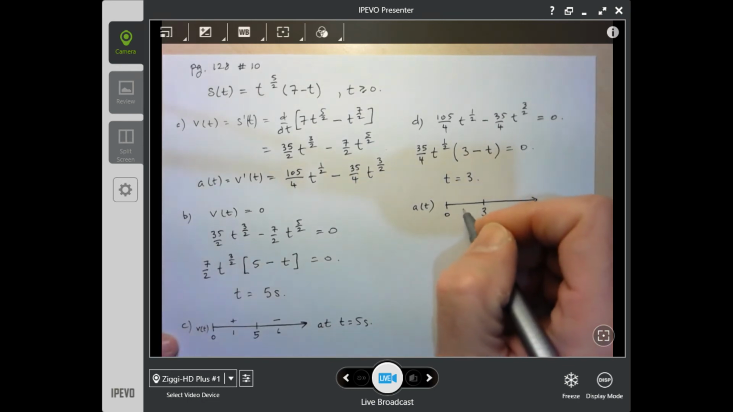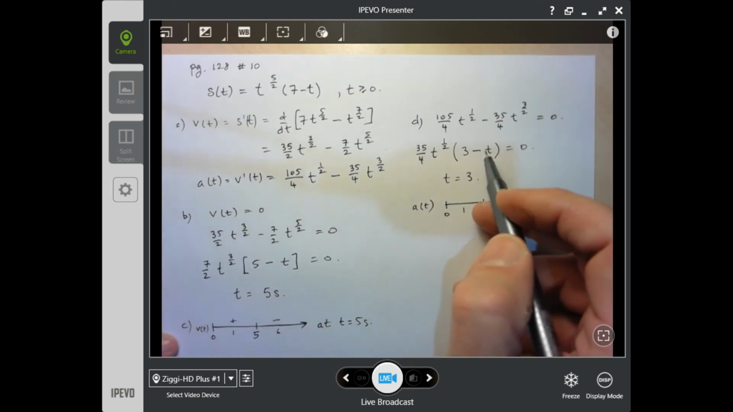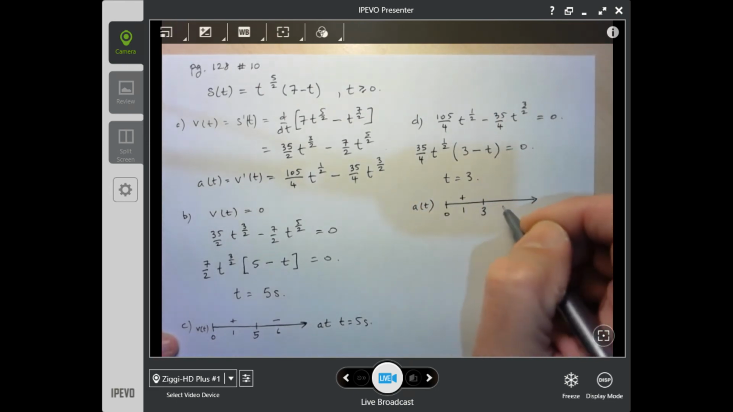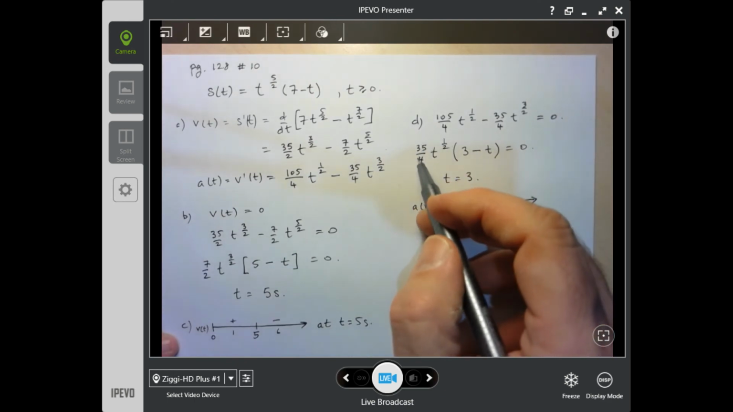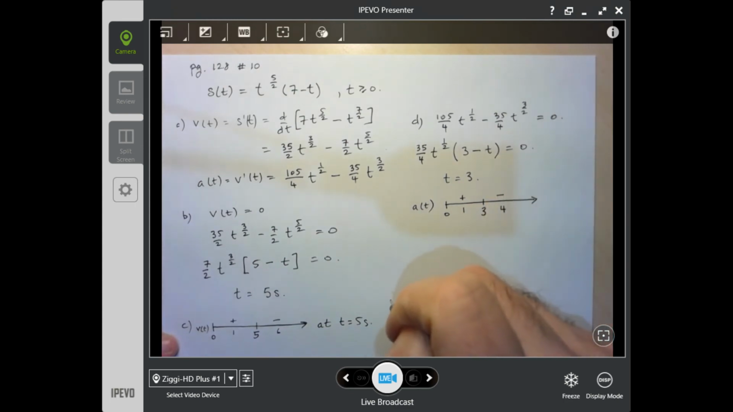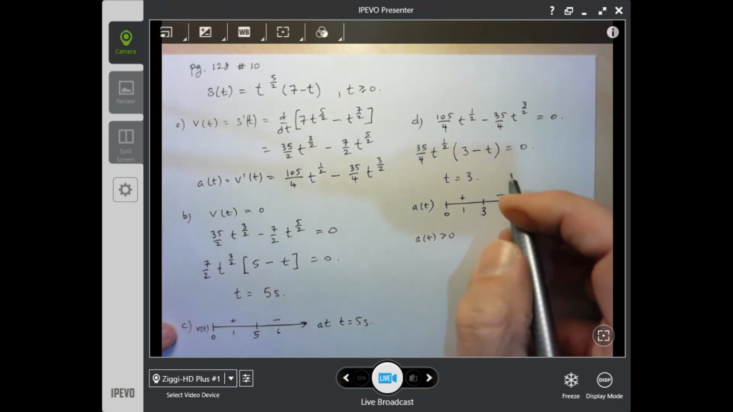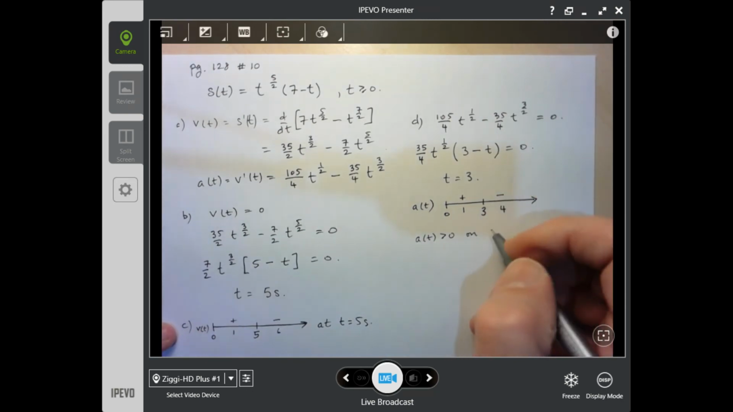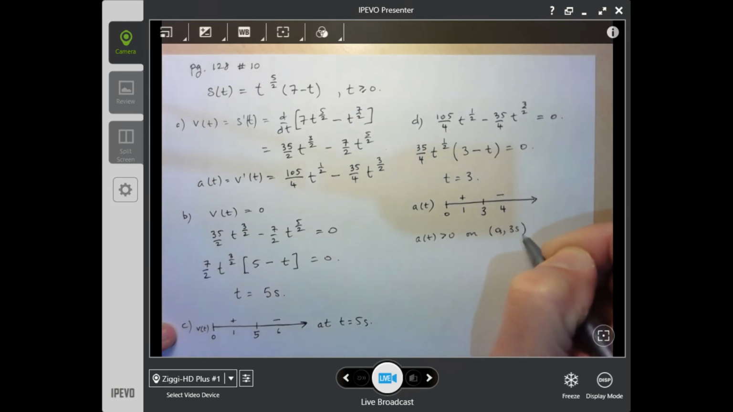So again, if we put t equals 1, this is just going to be positive. 3 minus 1 is also positive. Whereas if I put in t equals 4, again this portion is positive, but I'm going to be multiplying now by a negative number. So here we can see that a of t is greater than 0 on, and what's my interval? From 0 seconds to 3 seconds.